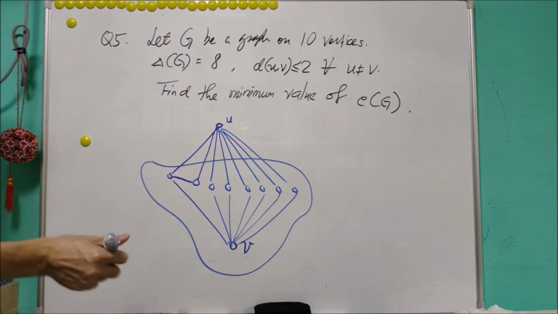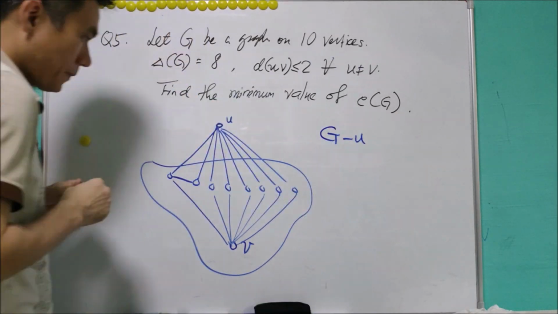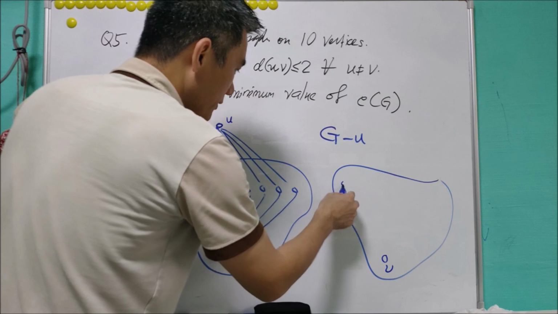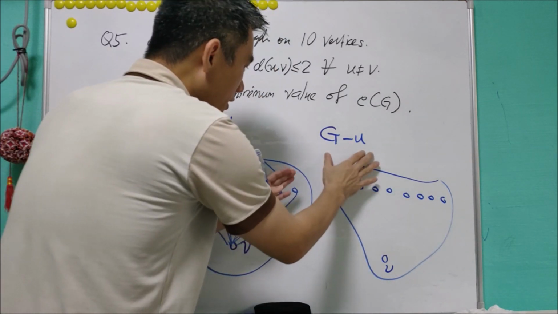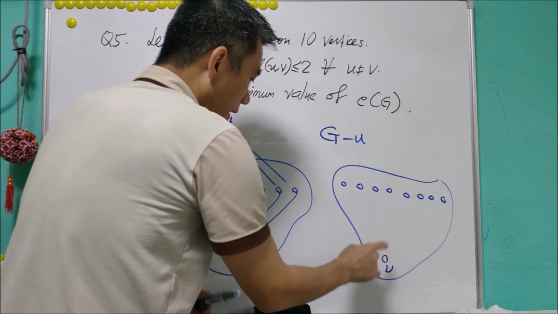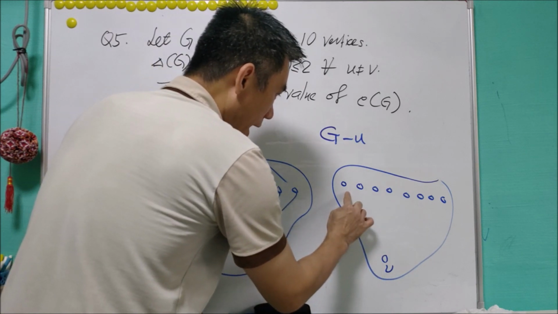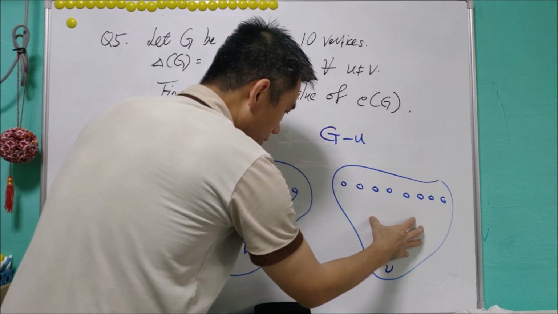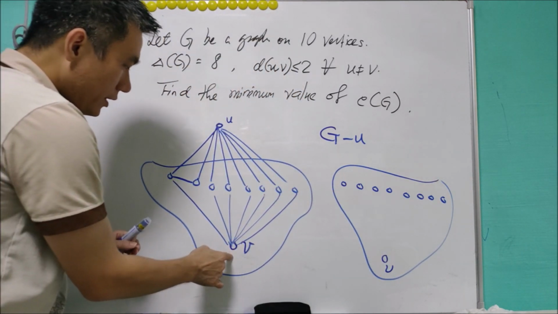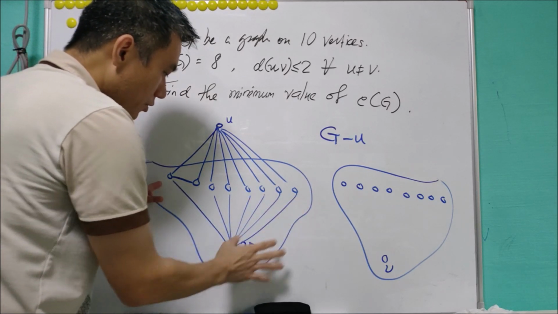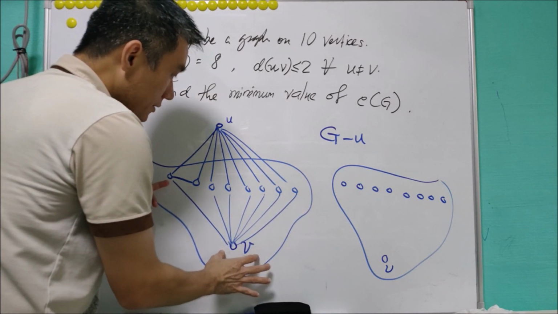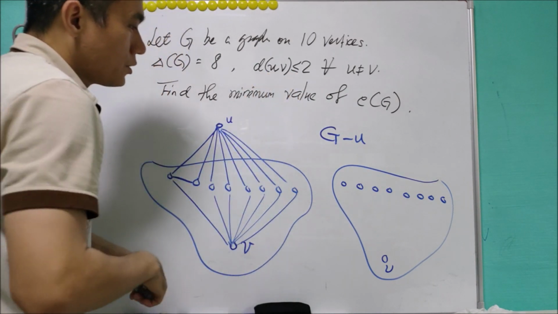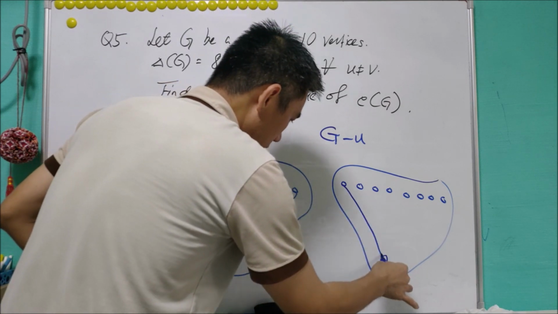In order to see that, now we just consider, without this vertex U, what will happen? This is V, and you have 8 vertices here. In this subgraph G minus U, we note that V has to be adjacent to at least one of these. Suppose not, then when you go back to the original graph, V is not joined to any of these. It will mean that V is an isolated vertex, and therefore the distance cannot be less than or equal to 2. So suppose it joins to this vertex here.